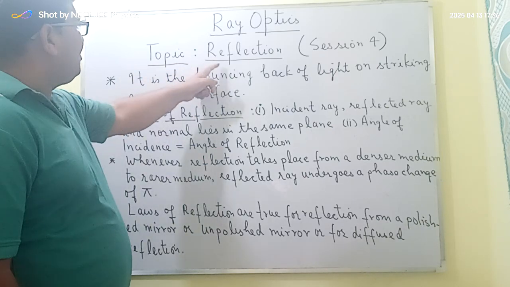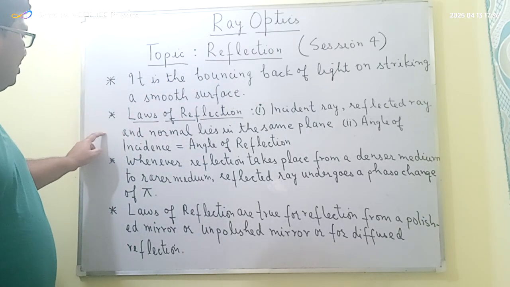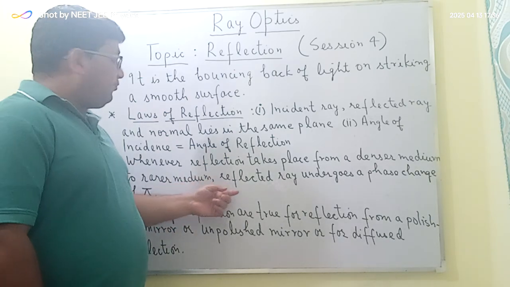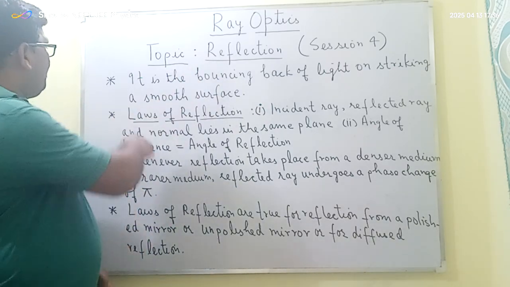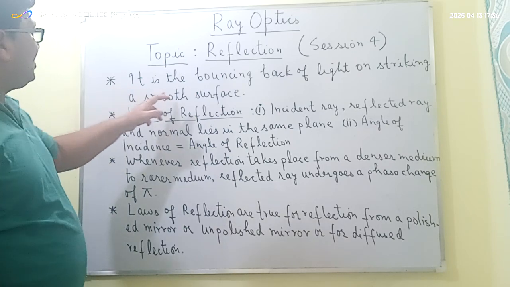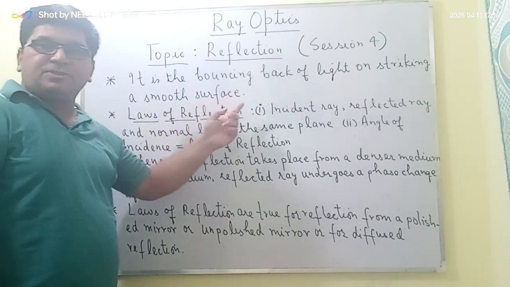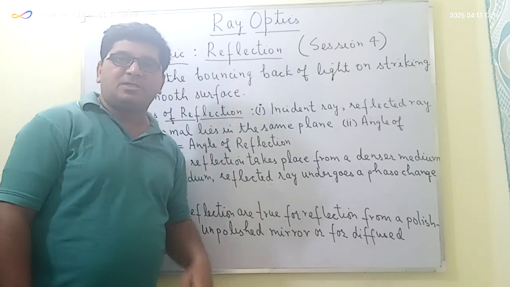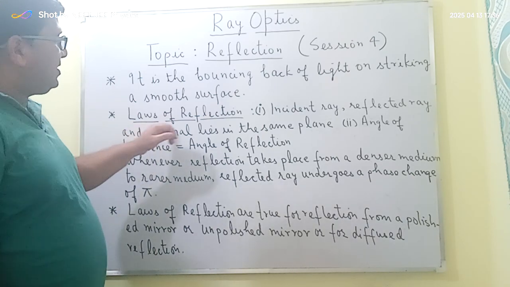The topic is reflection, and in this session we will be primarily discussing the laws of reflection and a few important points pertaining to reflection. So the first point is the definition of reflection, which says that reflection is the bouncing back of light on striking a smooth surface. This is the definition of reflection, and every one of us must know about it. Now the second point is the laws of reflection.